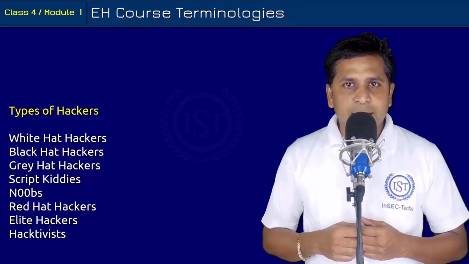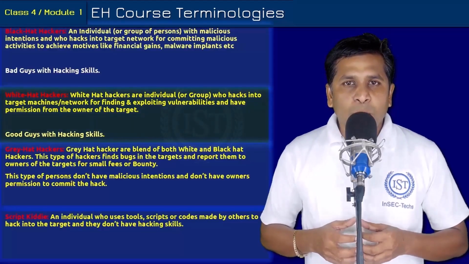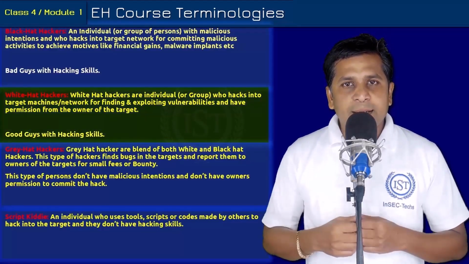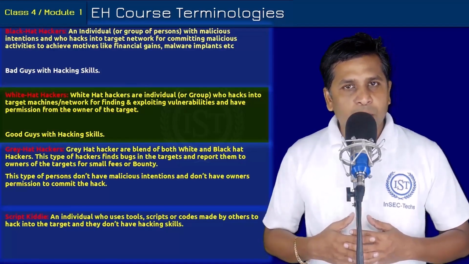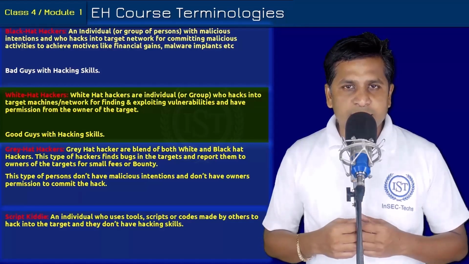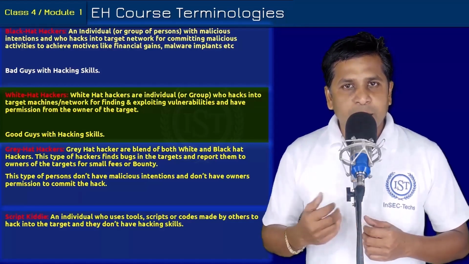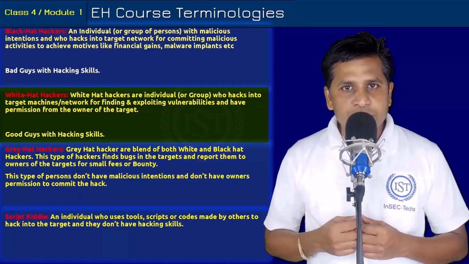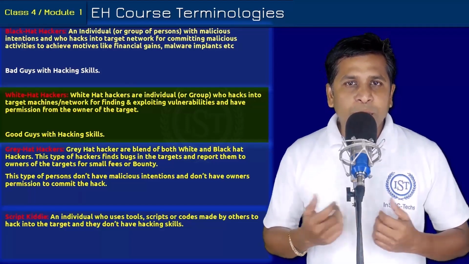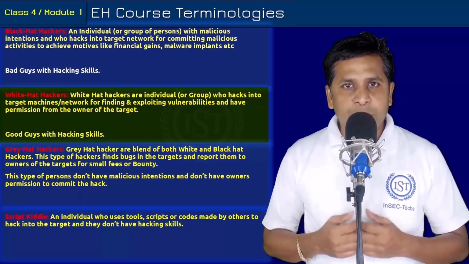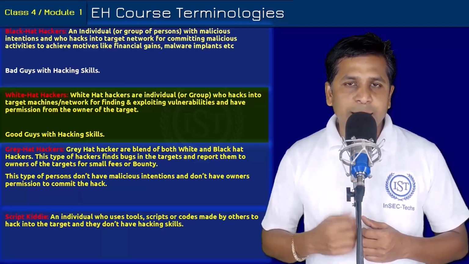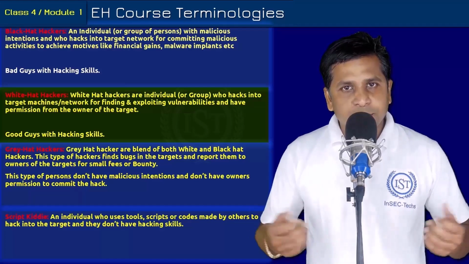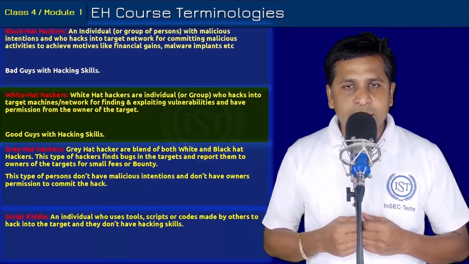So let's start discussing types of hackers. White hat hackers. White hat hackers are basically good guys. They are certified hackers. They work for governments and organizations. They do vulnerability assessments, finding bugs and loopholes in the target networks or applications, and exploit them with permission. So they have proper permission. They are authorized to hack into a target machine that they have been given. So basically white hat hackers are good guys.